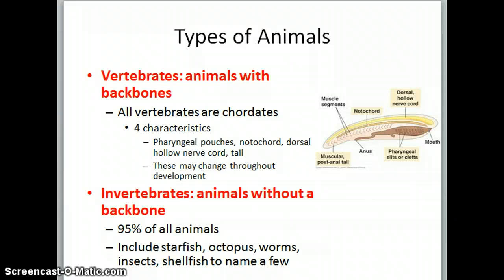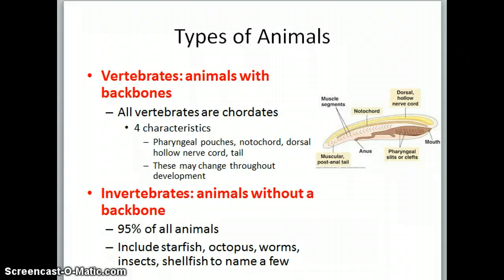A dorsal hollow nerve cord is related to the notochord. This is a hollow structure along the back that is full of nerves. So in humans, this becomes our spinal cord.